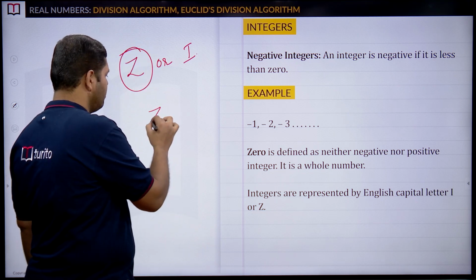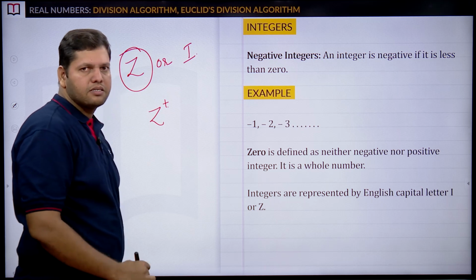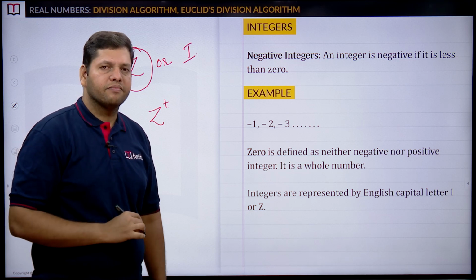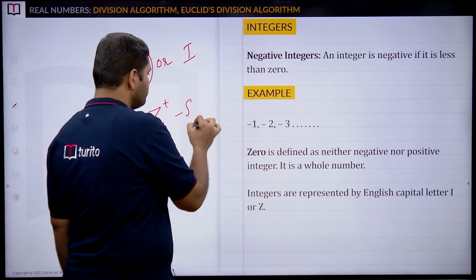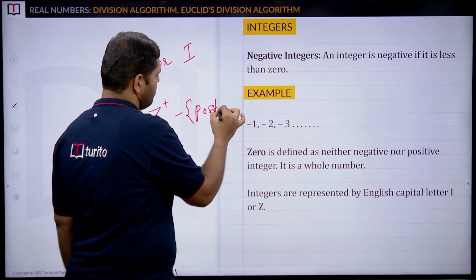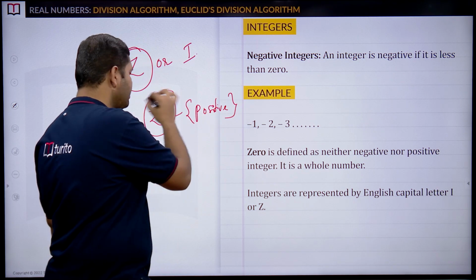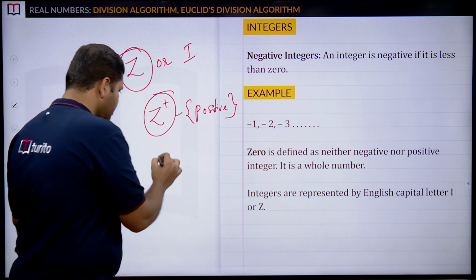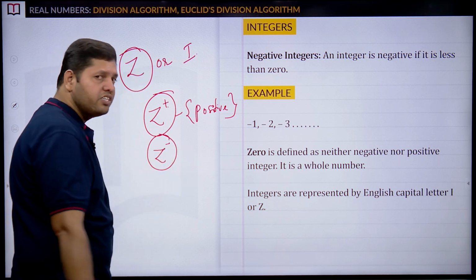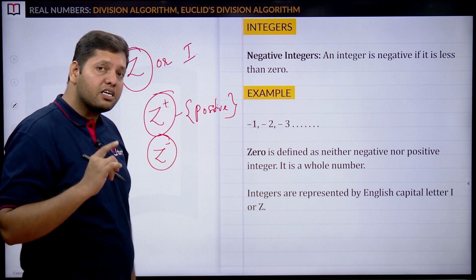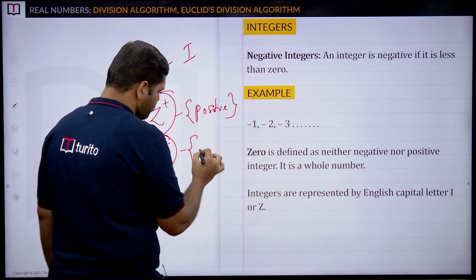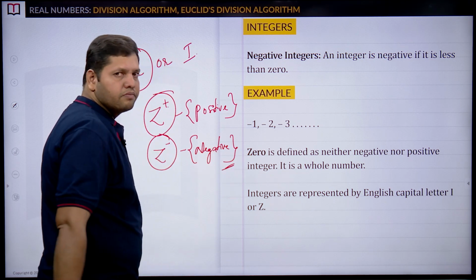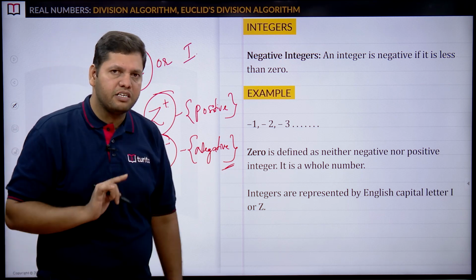Children, remember, suppose I am writing Z plus. Whenever I am writing Z plus, what you have to understand? It is the set of only positive numbers. So to represent the positive numbers, I am writing Z plus. If I am writing Z minus, what you have to understand, children? Z minus means I am writing only the set of negative integers. So that is, children, Z plus and Z minus.